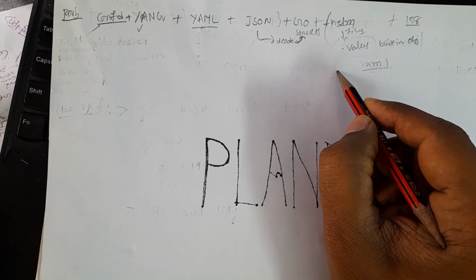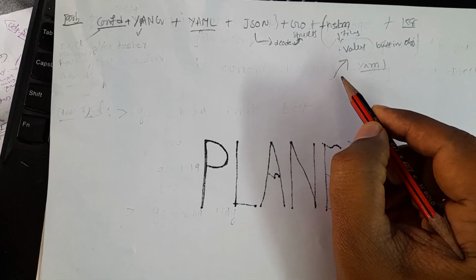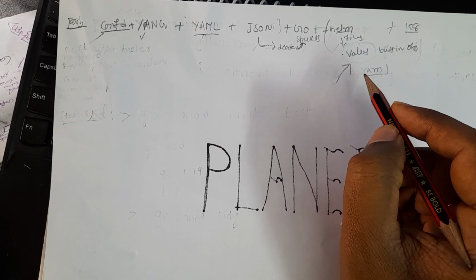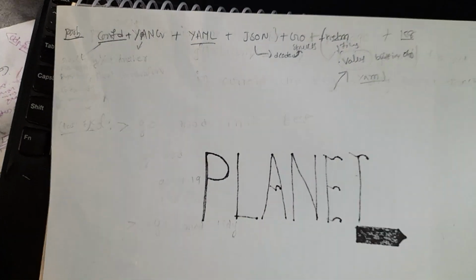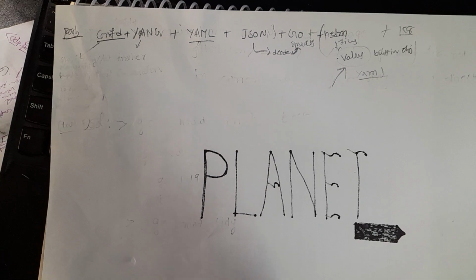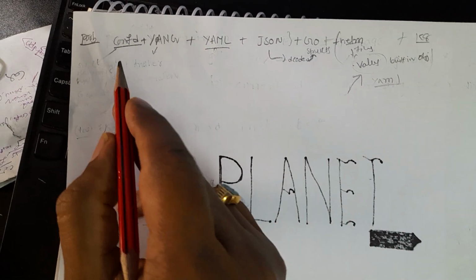So here the input is the values.yaml file, right? So how do we get it in practical terms, how do we generate these things?